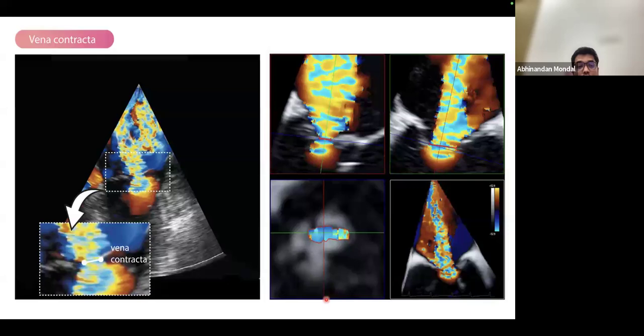So this is a vena contracta that you can also see over here. This is the narrowest portion of your jet. So this is the vena contracta width from your 2D examination. And this is the image of your 3D examination, just like the MPR that I have already told you earlier. From here we can actually know the vena contracta area. So vena contracta area is better than vena contracta width. So this is a 3D method.